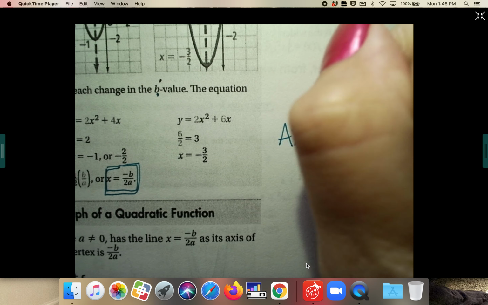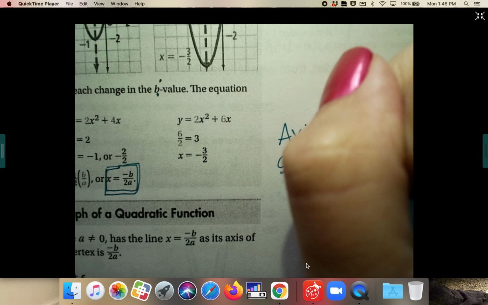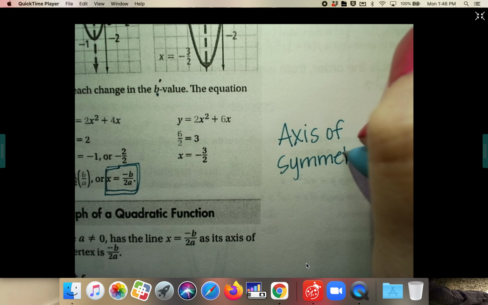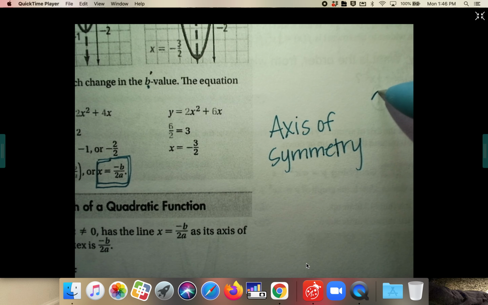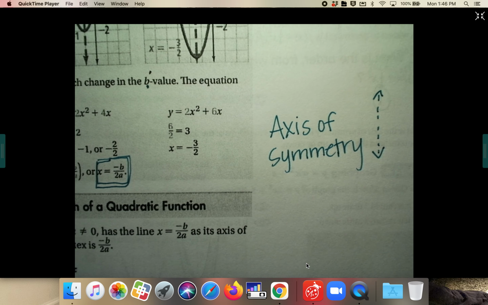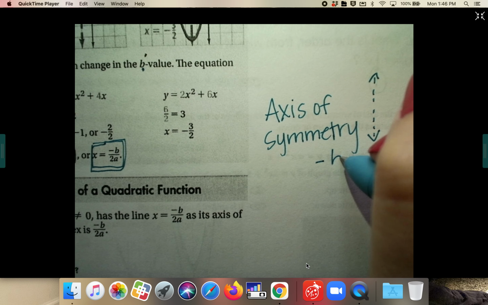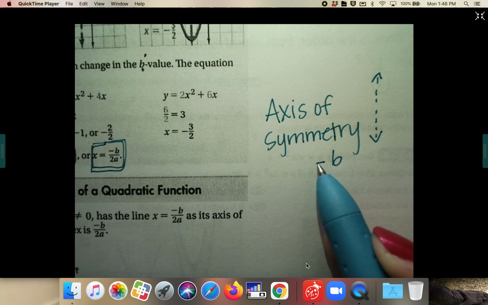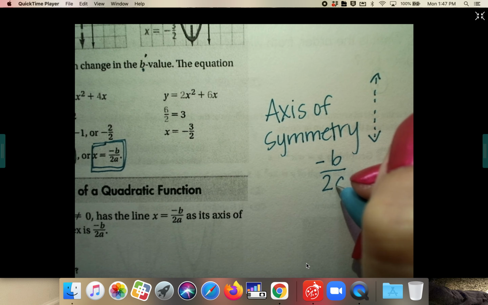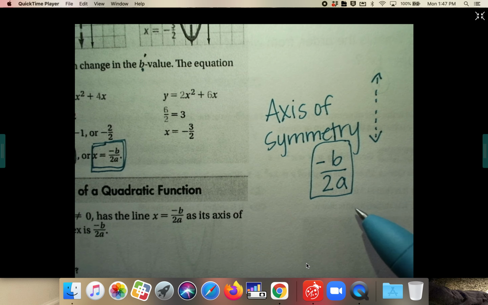And I want you to write the words axis of symmetry. So anytime you are looking on your parabola for where the axis of symmetry is, and in case you're wondering, that's always a vertical line that cuts your parabola exactly into 2 equal halves. That axis of symmetry can be found by taking the opposite of b, and what I mean by opposite is if it was negative 2, it would be positive 2. If it was positive 2, it would be negative 2. So opposite b over 2 times your a term. That will find you the number that the axis of symmetry is on every time.